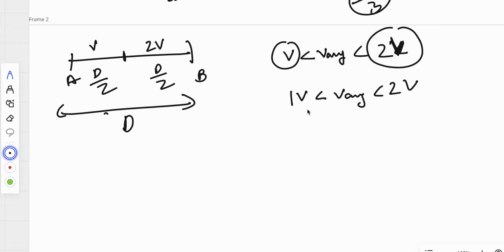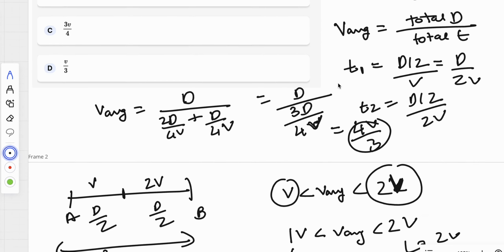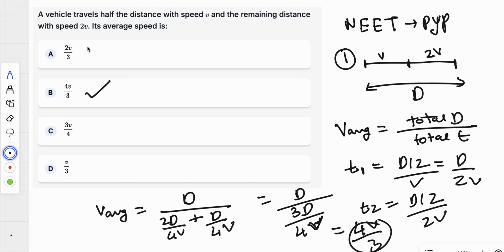Why does the average have to be between 1 and 2? Because the minimum velocity is 1 and the maximum velocity is 2. So the velocity cannot be below 1v, the velocity cannot be above 2v, it has to be somewhere in between, right? So what are the options now? 2v by 3 is less than 1, 4v by 3 is greater than 1 and less than 2, right? 3v by 4 is again less than 1, v by 3 is again less than 1. So the only correct answer has to be this.